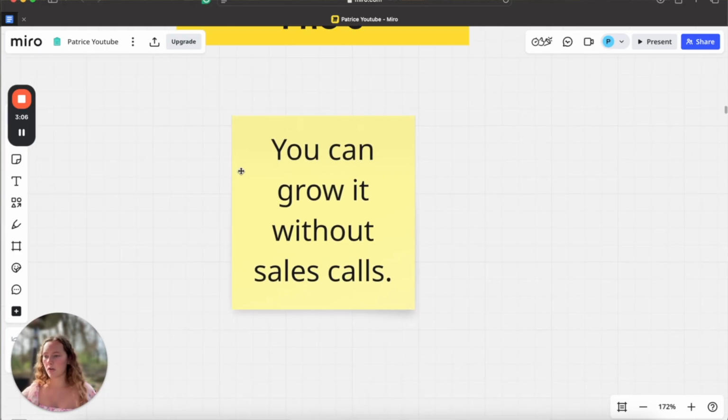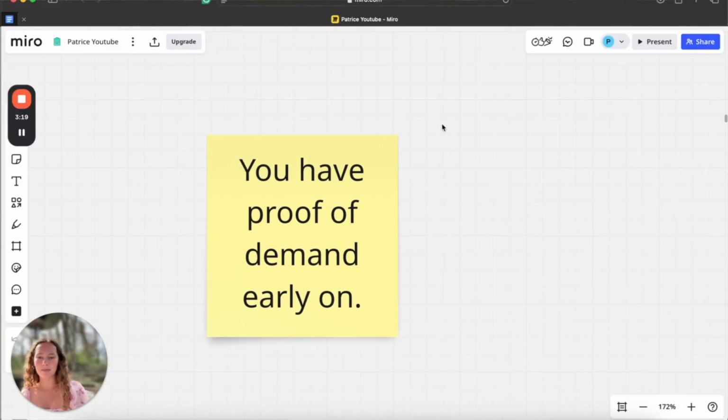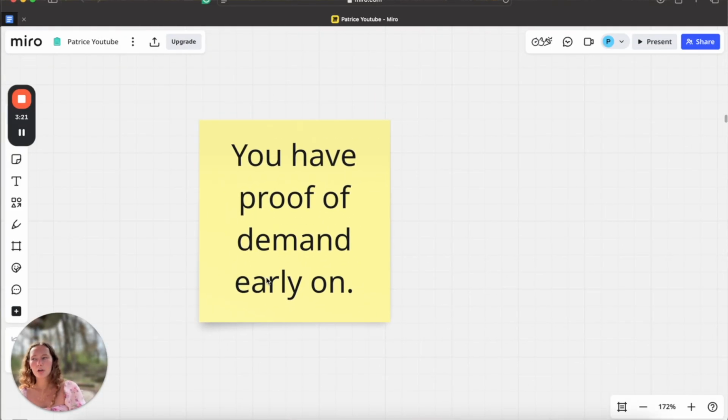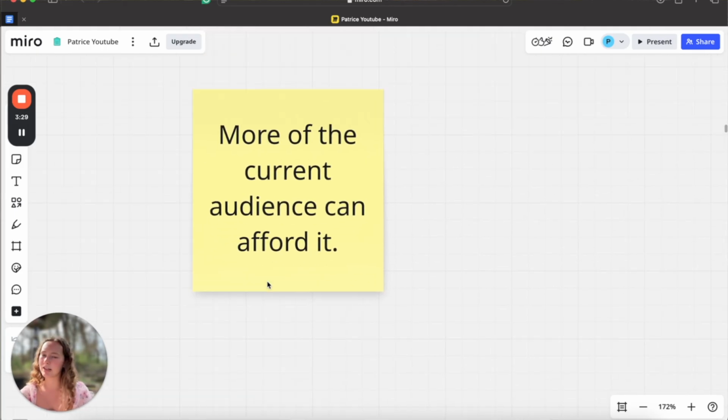So you can launch an offer that's $29 and just promote it across your social media. Even with a small following, you will get some sales without sales calls. And then if you want to go crazy and do a webinar or something, by all means, you'll sell even more. But you do not need a whole sales team. You have proof of demand early on. So you're able to really gauge if it's something people like early on, whereas with a high ticket, because there's more friction, you don't get that proof as early or as quickly.